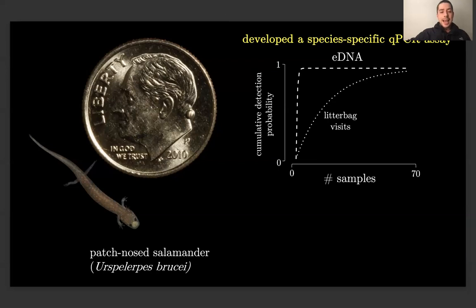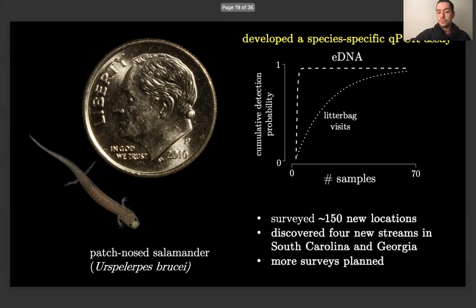And we found that eDNA has a tremendously higher detection probability. With just a couple bottles of water, we could have nearly a 100% detection probability, something like 98% detection probability. And so we could, in a short amount of time and relatively cheaply, survey for the species in these small headwater streams without being as destructive as the traditional methods mandated.